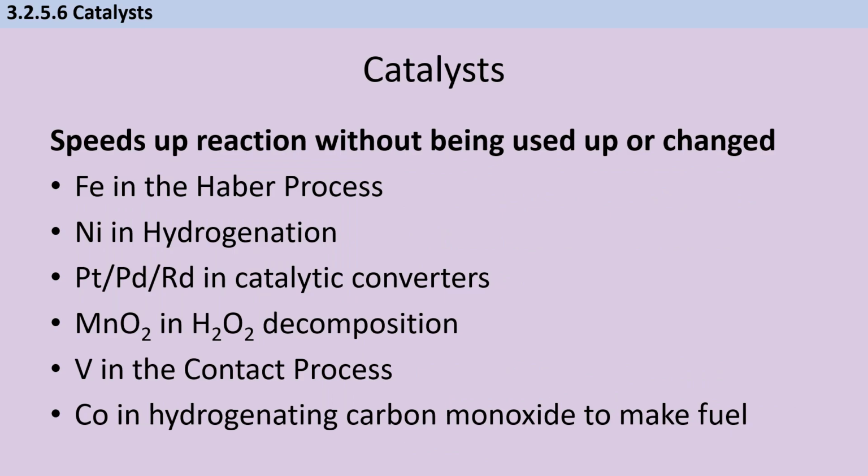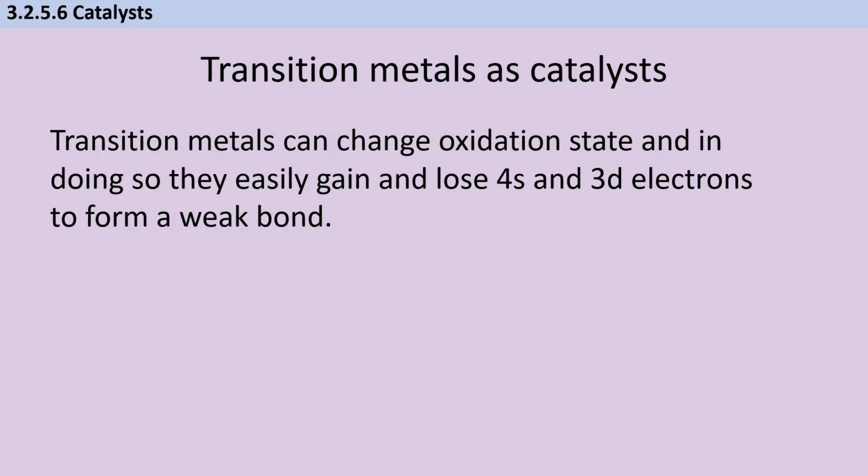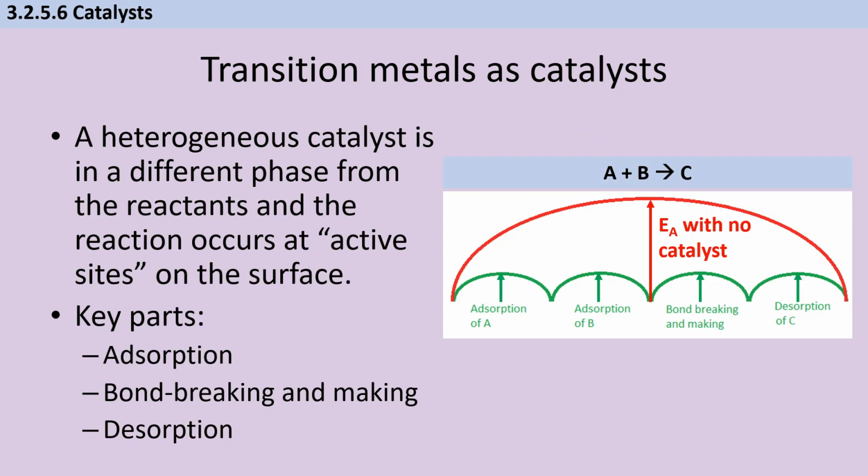Not every transition metal is an appropriate catalyst for every reaction. How effective a catalyst is will depend on how strongly it makes temporary weak bonds while changing oxidation state. While changing oxidation state, transition metals easily gain and lose their 4s and 3d electrons, allowing them to make weak bonds. We commonly see solid transition metals or transition metal compounds used as catalysts for reactions in which the reactants are either gases or aqueous solutions.